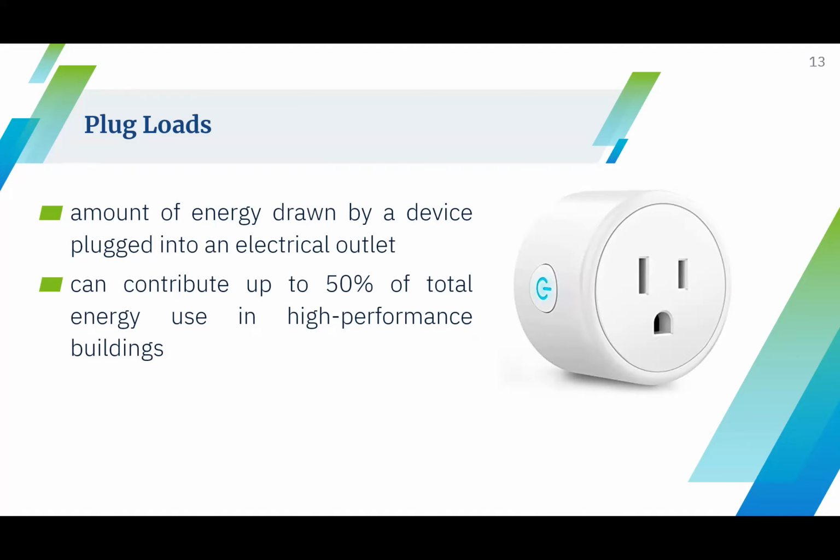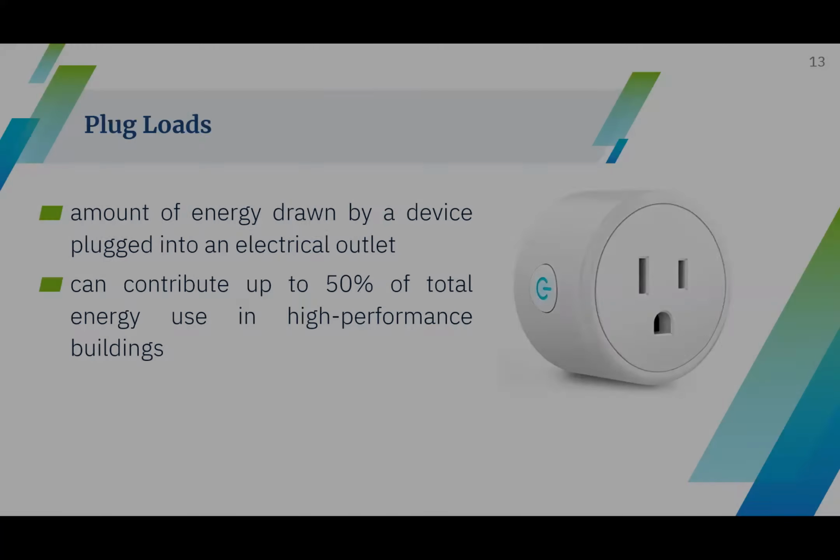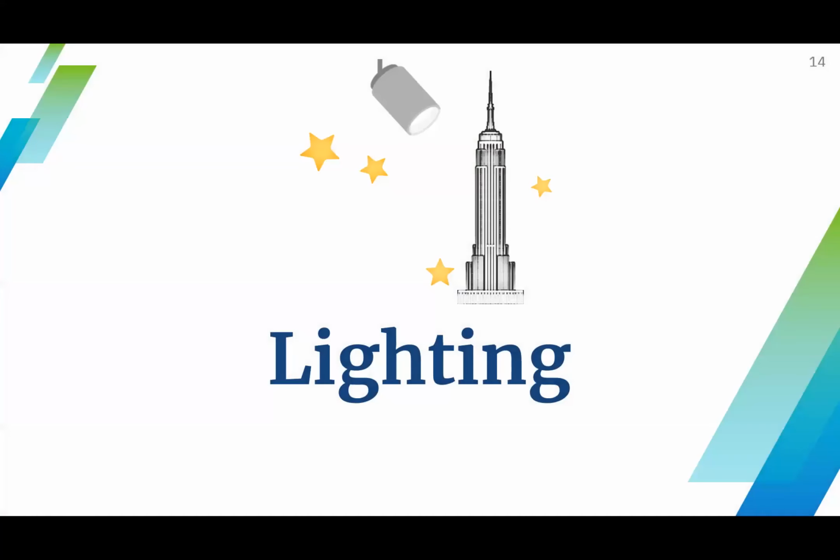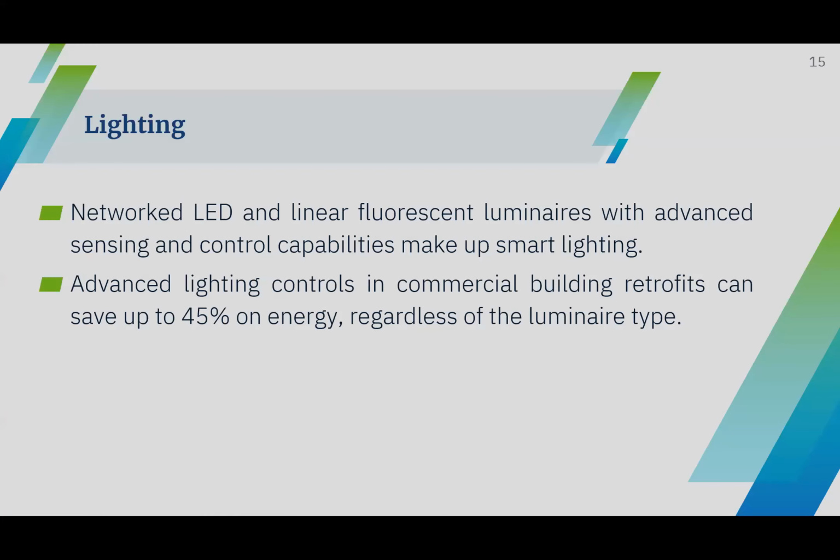We will now move on to lighting. Installing LED luminaires and connecting sensors and control to a centralized management system with data analytics and learning capacity might save up to 90% of energy in fully integrated smart lighting systems.